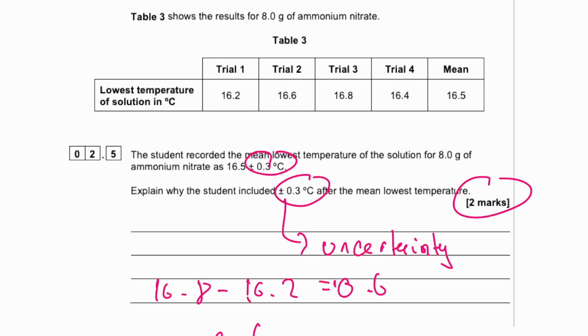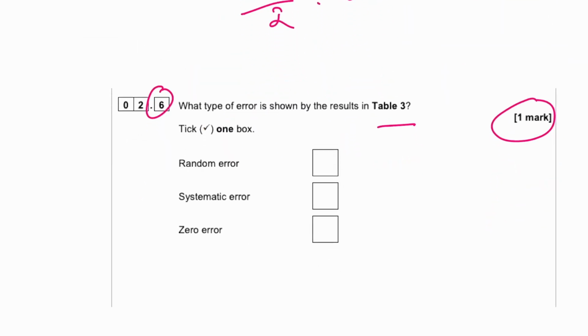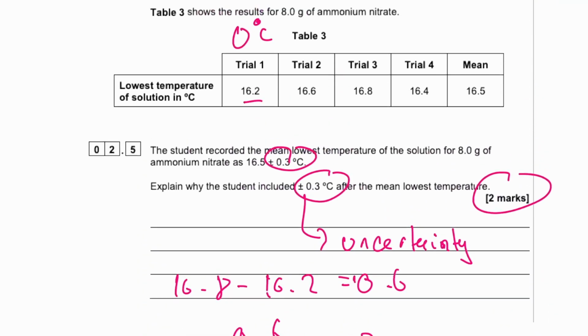The reason why it can't be zero error is that we're not given any measurement which we know should be zero. If trial 1 for some reason we knew was meant to be 0 degrees Celsius and was actually 16.2, then we can clearly see there's a zero error here. And a zero error is another type of systematic error basically. But is it going to be any other kind of systematic error? Well, let's look at it.